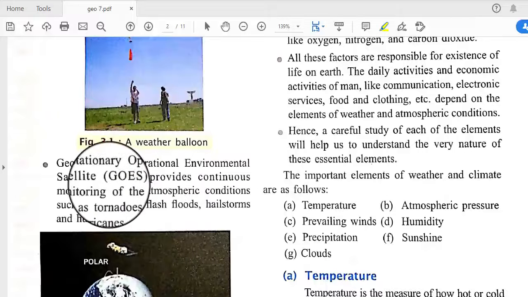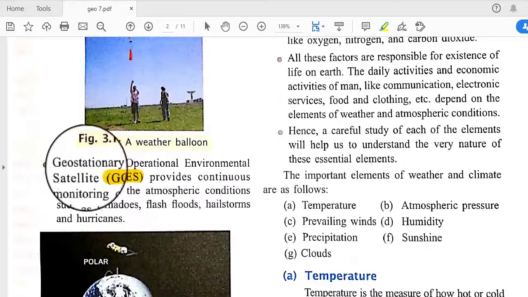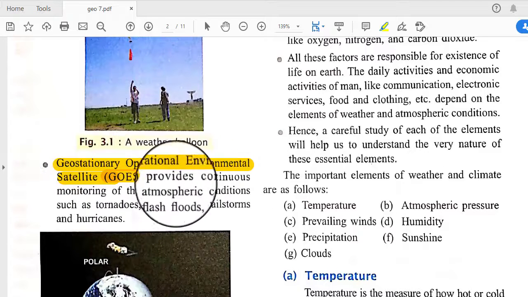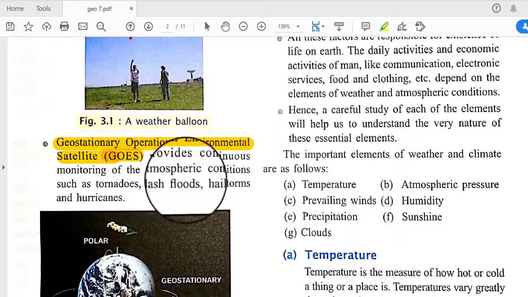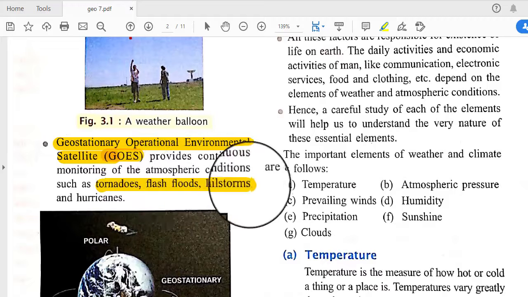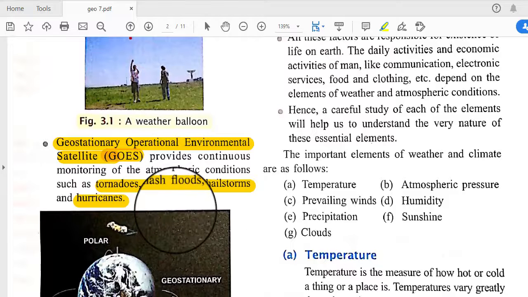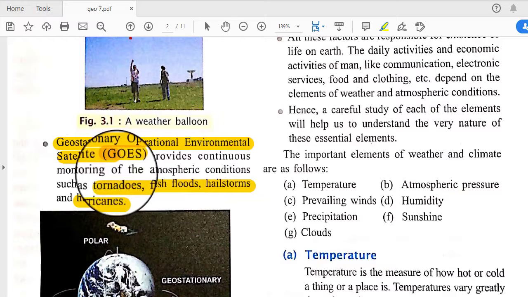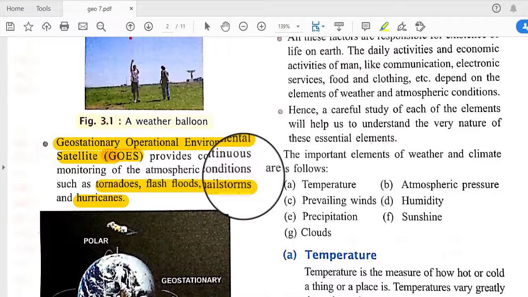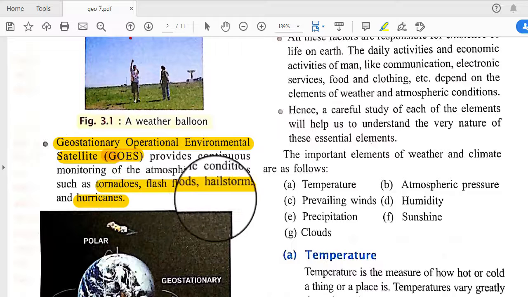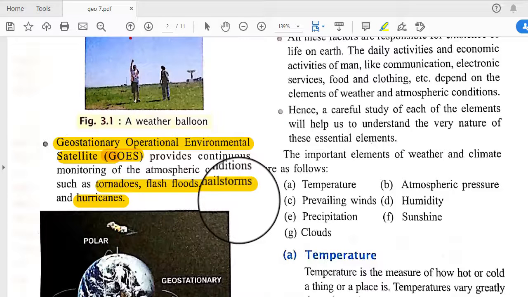The Geostationary Operational Environmental Satellite, called GOES, provides continuous monitoring of atmospheric conditions such as tornadoes, flash floods, hailstorms and hurricanes. It is one kind of satellite that gives us information on the atmosphere continuously, so if there is any kind of tornado, flash flood, hailstorm or hurricane, it gives us the information regarding this.